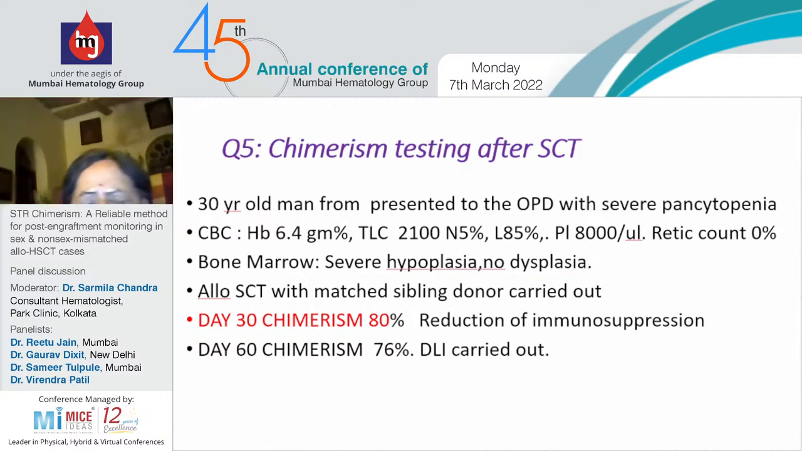Actually, day 15 chimerism hasn't got that much of value, but we do it simply to document engraftment. We feel very happy if it shows donor cells. Then we are happy that it is transplanted and everybody is in a good mood. Anyway, day 15 was 98%. But unfortunately, on day 30, we put a lot of stress on the day 30 chimerism.